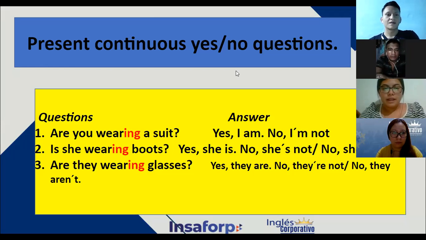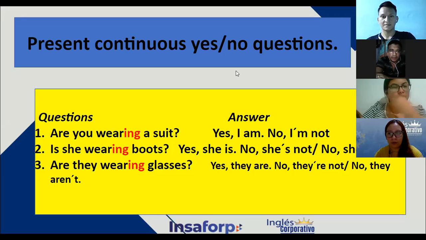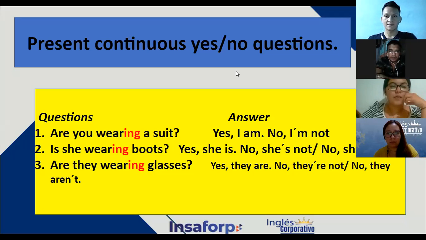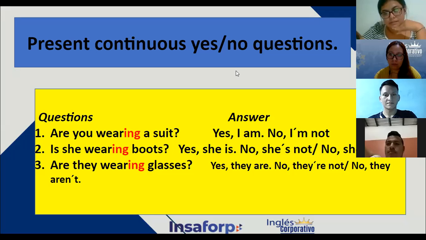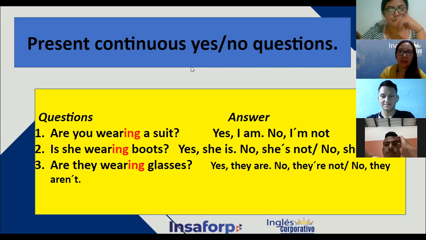Are you wearing a suit? Yes, I am. No, I'm not. Very good. Thank you, Edwin. Rona, please. Is she wearing boots? Yes, she is. No, she isn't. Correct. Thank you. Number three, Alexa. Are they wearing glasses? Yes, they are. No, they aren't. Correct. Thank you.